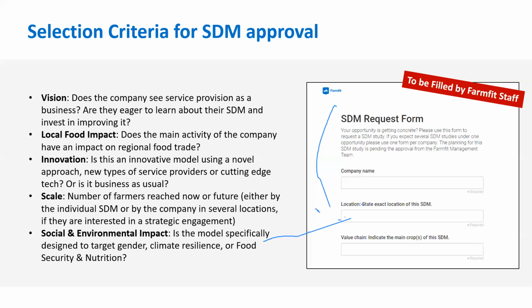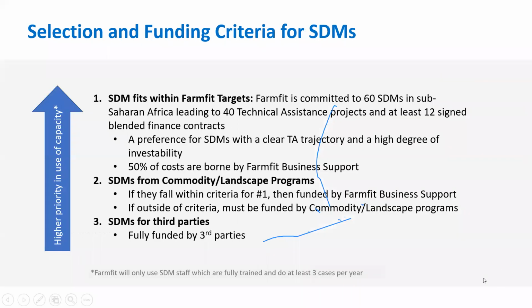So if you as a program want to request an SDM study, it will always be a bit of a conversation. Especially when you're doing a case in a typical cash crop, then of course local food impact may not be really big, but maybe it's a very innovative program. So there's always some discussion points. These are not black and white. To provide a little bit more guidance on this, I'm going to move to the next slide, and then I have some more time for questions.